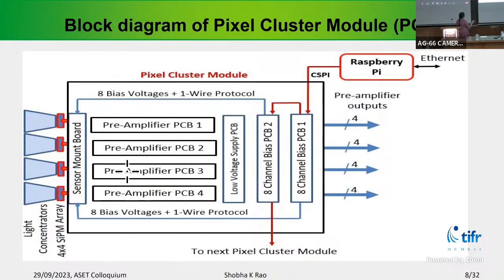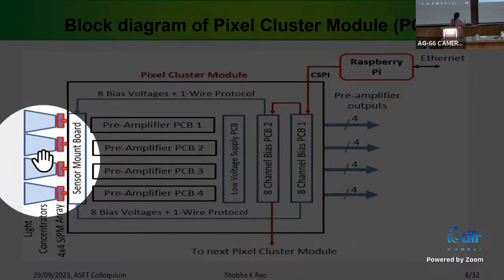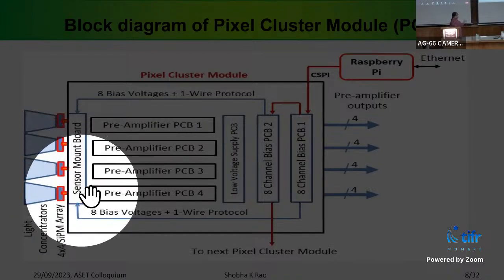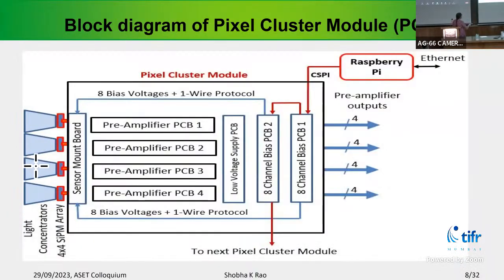I'll be talking about this front-end electronics block, which I call a pixel cluster module, PCM. And here what you see is the light concentrator, but you can see 4 here, but it's actually a 4 by 4 array of light concentrators. We have divided our entire 256 pixels, which is what we are using in the camera. We have divided the electronics to cater to 16 pixels.